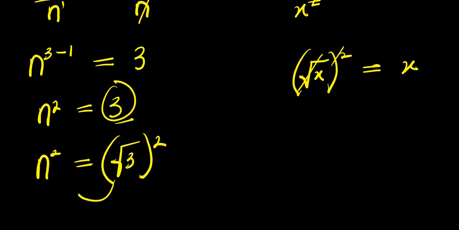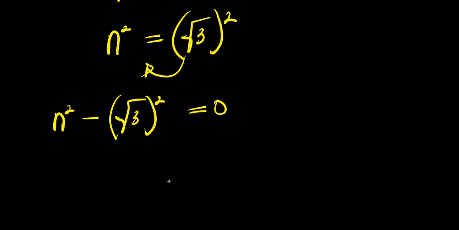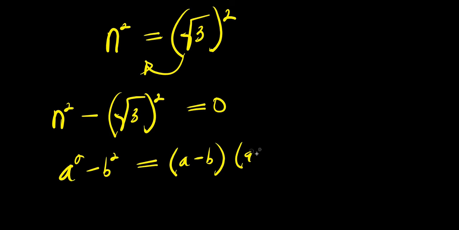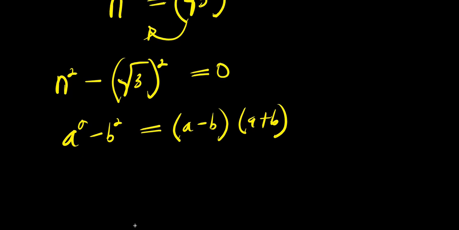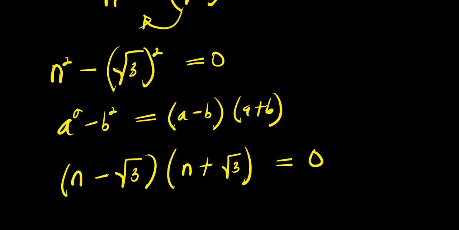Then I move this over here. So I can simply have n squared minus square root of 3 raised to the power of 2, and this equals 0. So from here, I can apply difference of two squares. You have a squared minus b squared, this is a minus b times a plus b. So I'm going to have n minus root 3 times n plus root 3, and this equals 0.